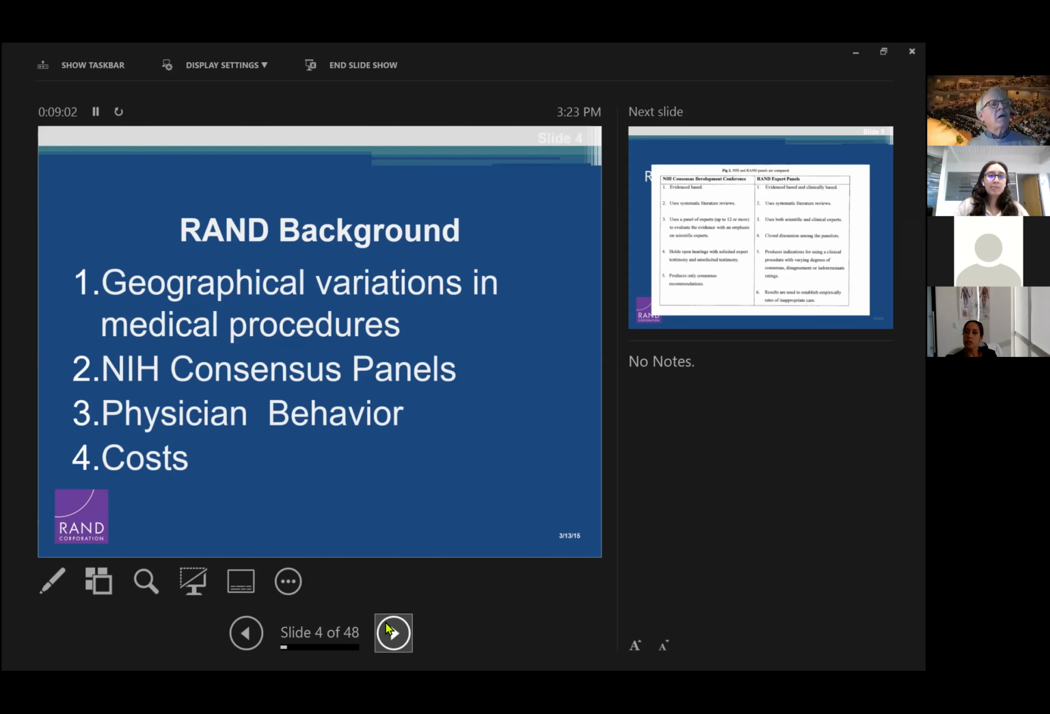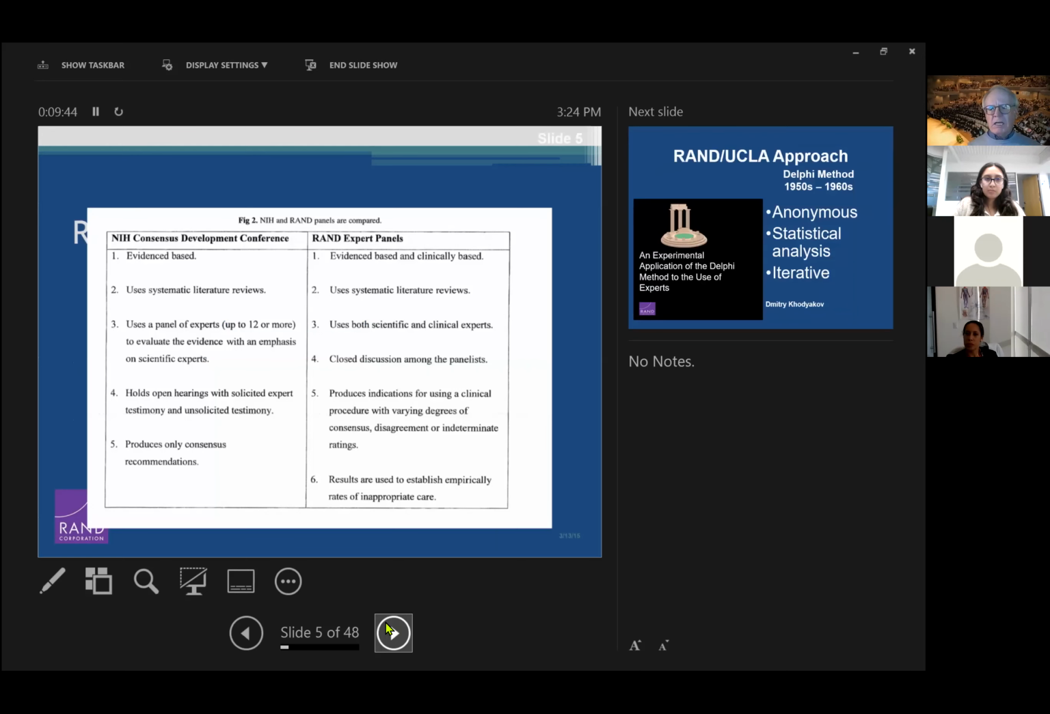And then the last thing that was happening at that time, of course, was a real escalation in cost. RAND kind of thought to itself, and Bob Brook has stated this quite often, that if you could actually get rid of inappropriate care, you probably could have covered all the uninsured in America. Because when we started doing appropriateness studies, it always turned out about 30% of the care being given turned out to be inappropriate. And if you think of what the cost is for that inappropriate care, then that was a great drain on the system. So that's the background in which RAND and UCLA came up with this modified Delphi system, which I'll talk about in a moment.